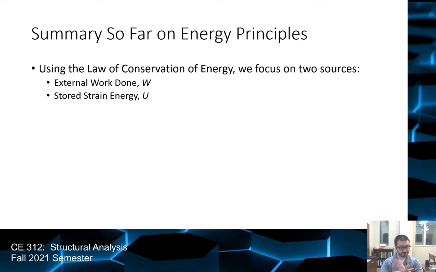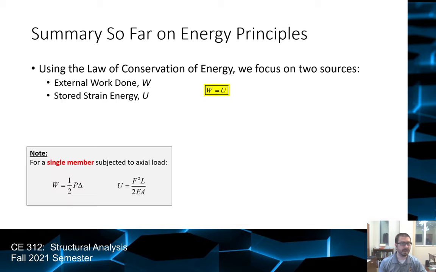Okay, so let's just summarize so far. Using the law of conservation of energy, we focus on two sources, the external work done and the stored strain energy. And so what we do is we set those terms equal to one another. And there we go, we can solve for the displacement. Now, for a single bar, we know that F is going to be P, right? So we can call this P squared L over 2EA. Set that equal to 1/2 P delta, right?